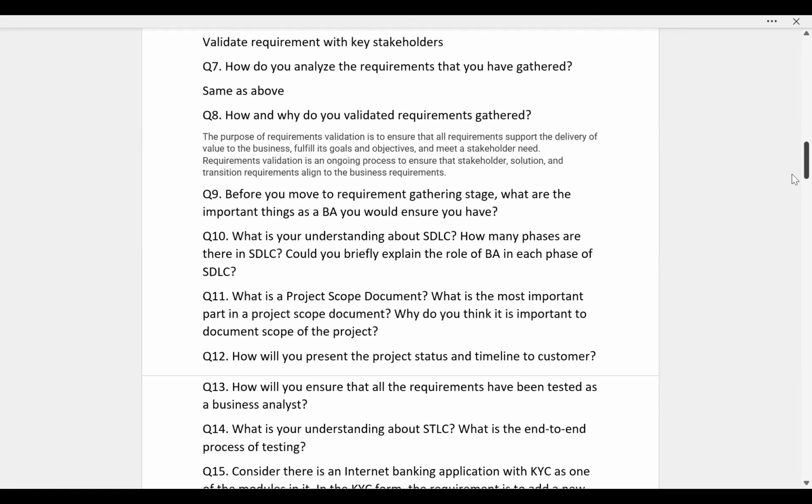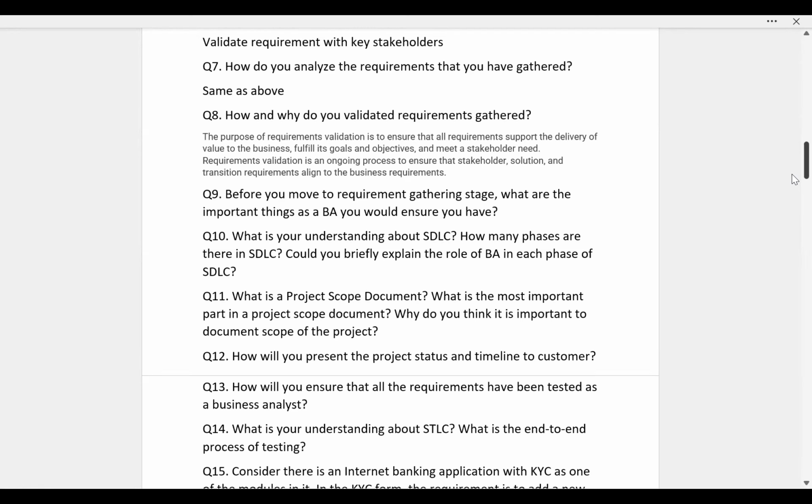And why do you validate the requirements? The second question is why. How you understood why do you validate the requirements? In order to ensure that requirements, whatever I have gathered, is complete and correct. Two C's: complete and correct. Yes, that's why you validate the requirements. Don't forget these things.